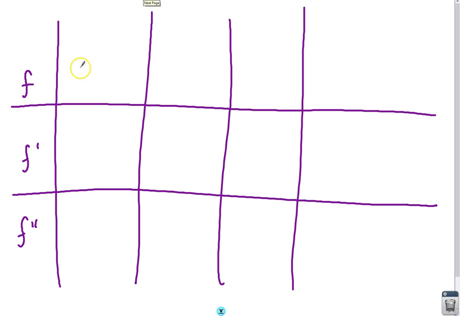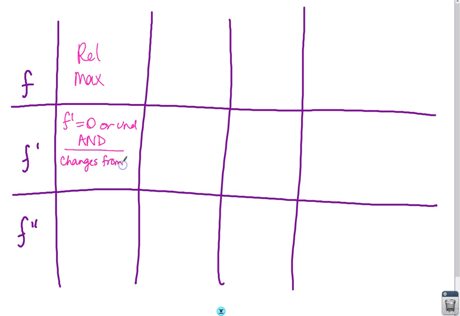Now let's talk about some special things that are happening in between. If you have a relative maximum on your function, that means your derivative is equal to 0 or undefined. Now this is assuming that the point actually exists. It's not a vertical asymptote or anything like that. And your first derivative changes, since it's a relative max, from positive to negative. That's if we were using the first derivative test.